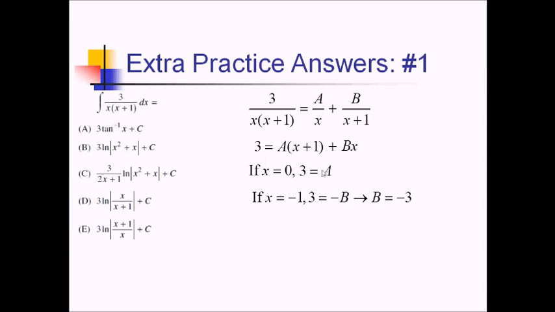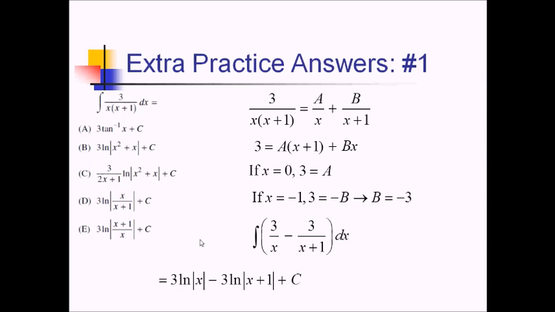Now that I've got my a and b values, I'm going to split this fraction up inside the integral here, so I can rewrite this as 3 over x minus 3 over x plus 1. And now let me take my antiderivatives. So I've got 3 ln of absolute value of x for that first term, and now I'm going to have minus 3 ln absolute value of x plus 1 plus c.